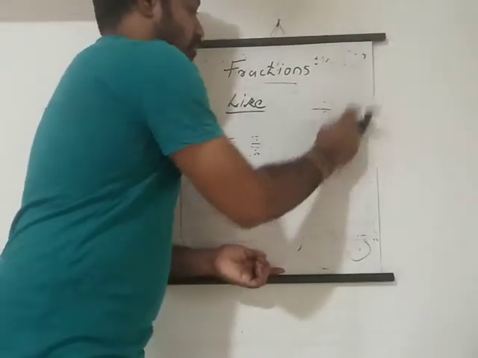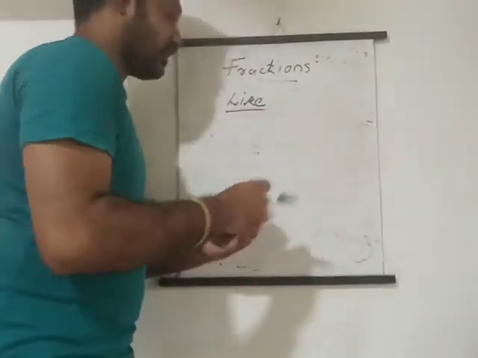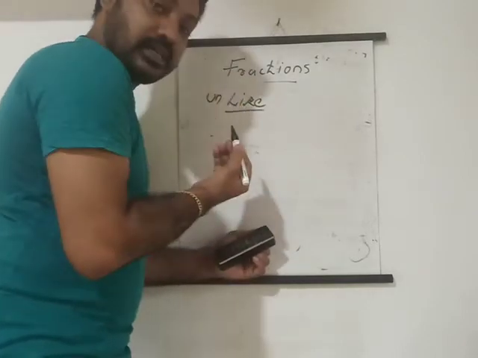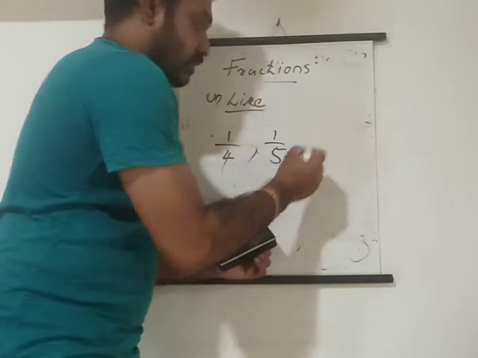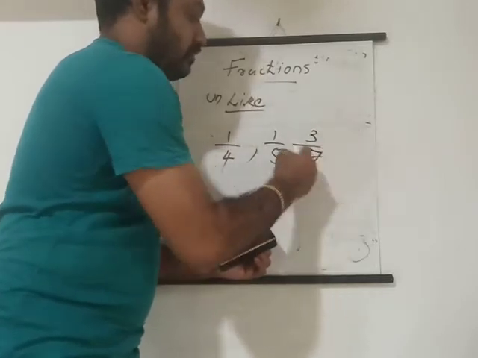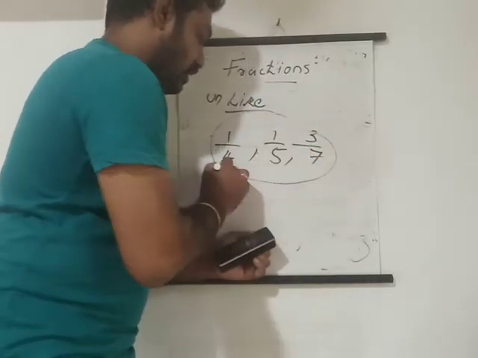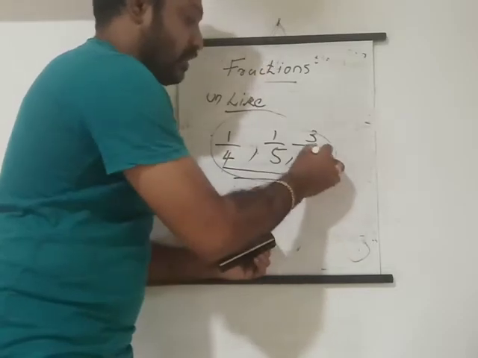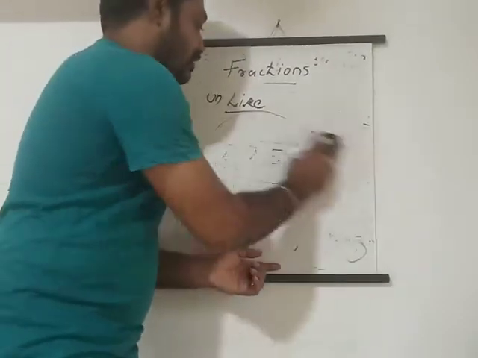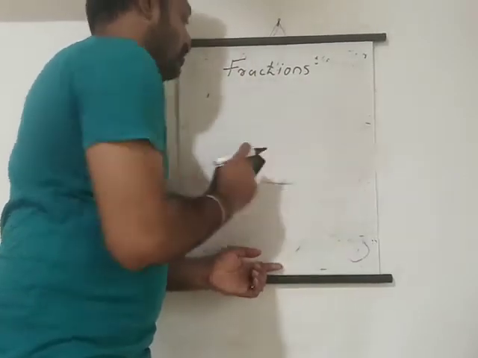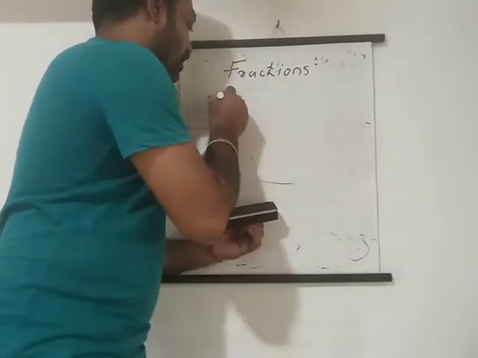Okay. Then what are unlike fractions? Different denominators. For example, 1 by 4, 1 by 5, 3 by 7. These all are having different denominators, isn't it? Denominators are different. That is called unlike fractions. Okay, simple one. Next one, equivalent fractions.